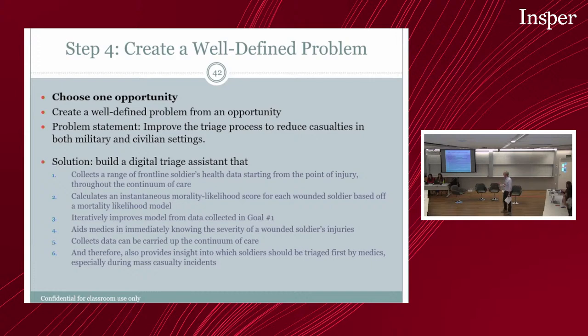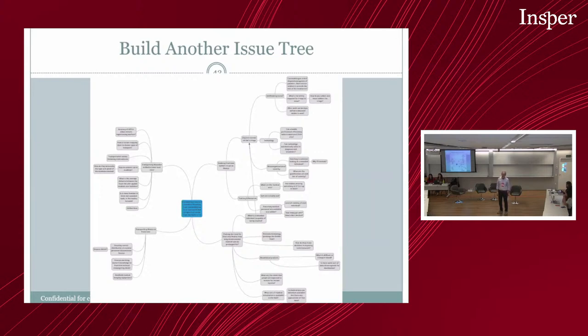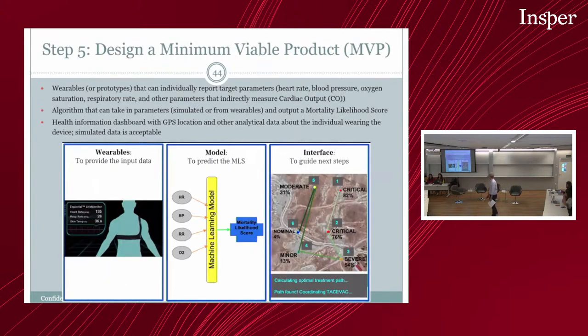So what the students did was build another issue tree, and then they started working out the solution. Maybe the answer was going to come out of wearables one way or the other. They originally designed a chest one, but the military, again, design thinking, they went out to show the military and the soldier said, no way. So they ended up with a wrist thing. What my students did was design the MLS, the mortality likelihood score, based on a set of inputs and algorithms.